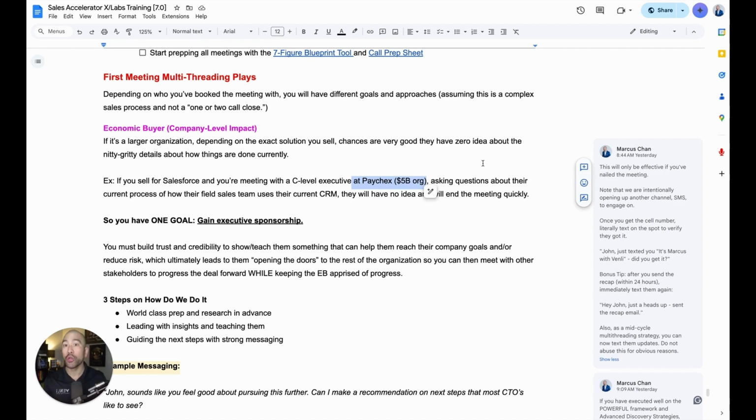If you're asking questions like, so how do they currently update their CRM? How do they currently use the pipeline tools right now? They're going to be like, get out of here. They're not going to care about the meeting, you wasted their time, and you probably lost the opportunity. So you really have one goal here, which is to gain executive sponsorship. I'm saying again, if you're meeting with the economic buyer at a large organization, your number one goal is to gain executive sponsorship.